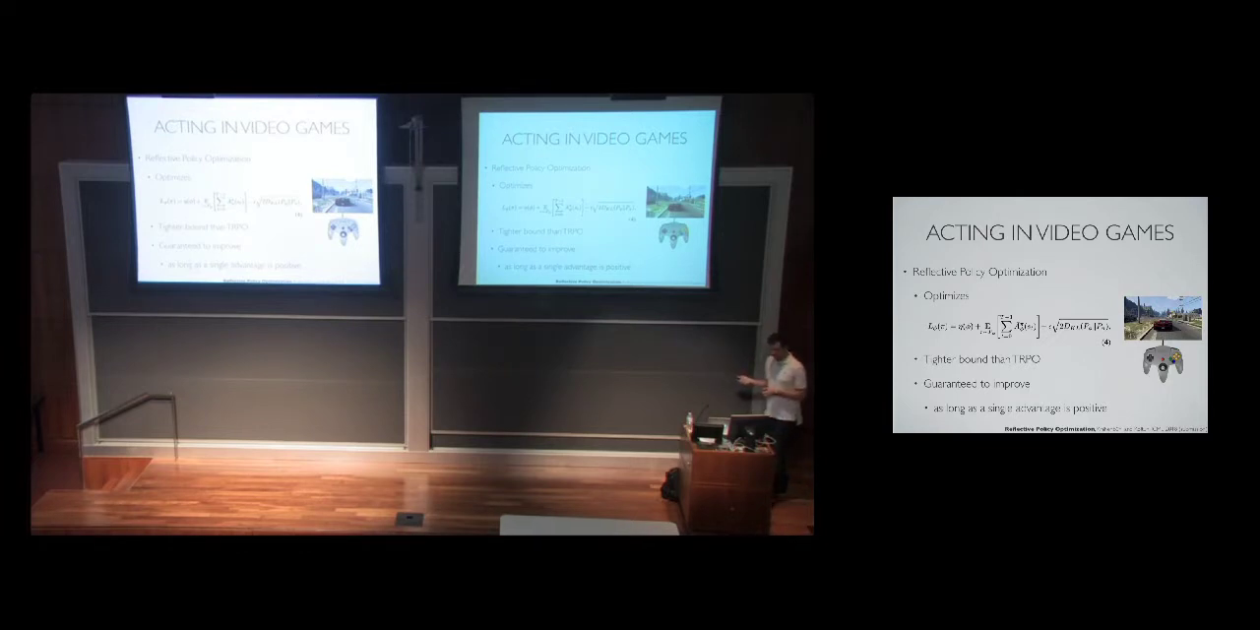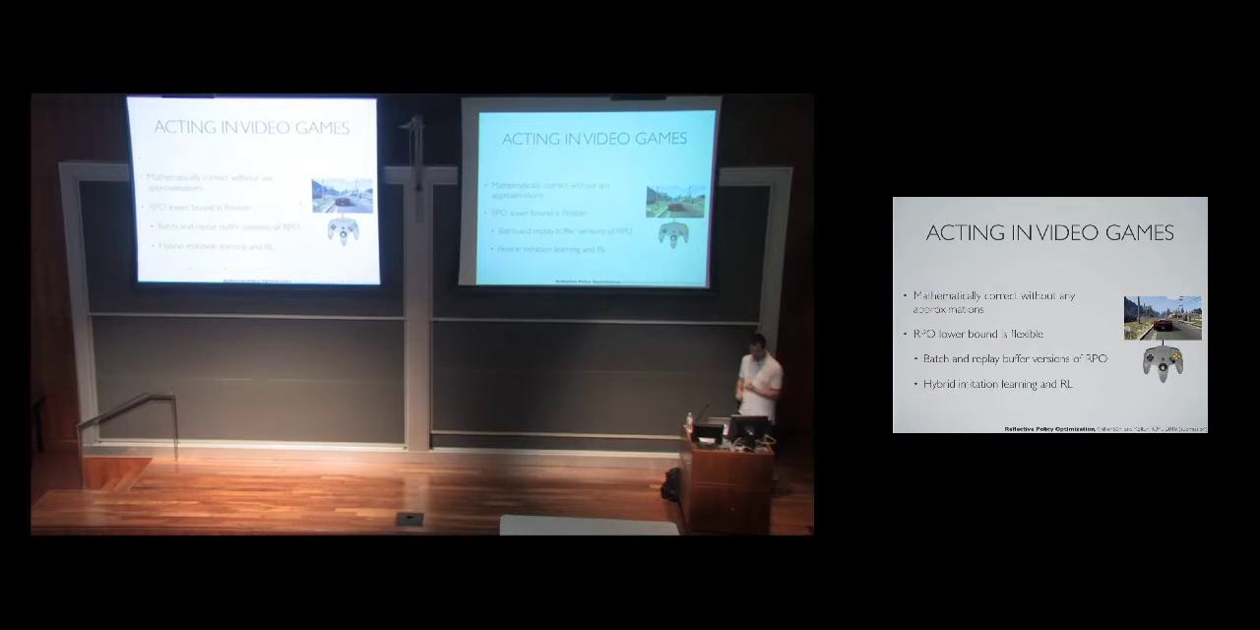I can show that this lower bound is tighter than the lower bound that's, at least mathematically, used in TRPO, though not tighter than the one that's used in practice. It's guaranteed to improve as long as one of these advantage values, which shows how much better you could do if you take action B over action A, is positive anywhere along any of the samples you collected. Then you can improve the policy. And again, it's mathematically correct without any approximations.